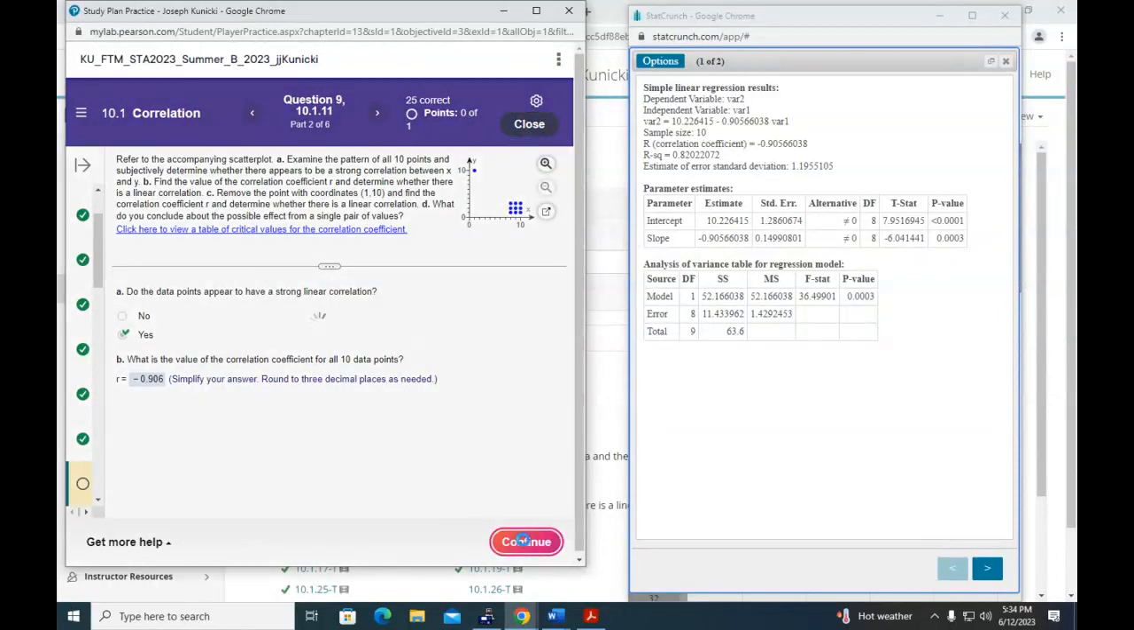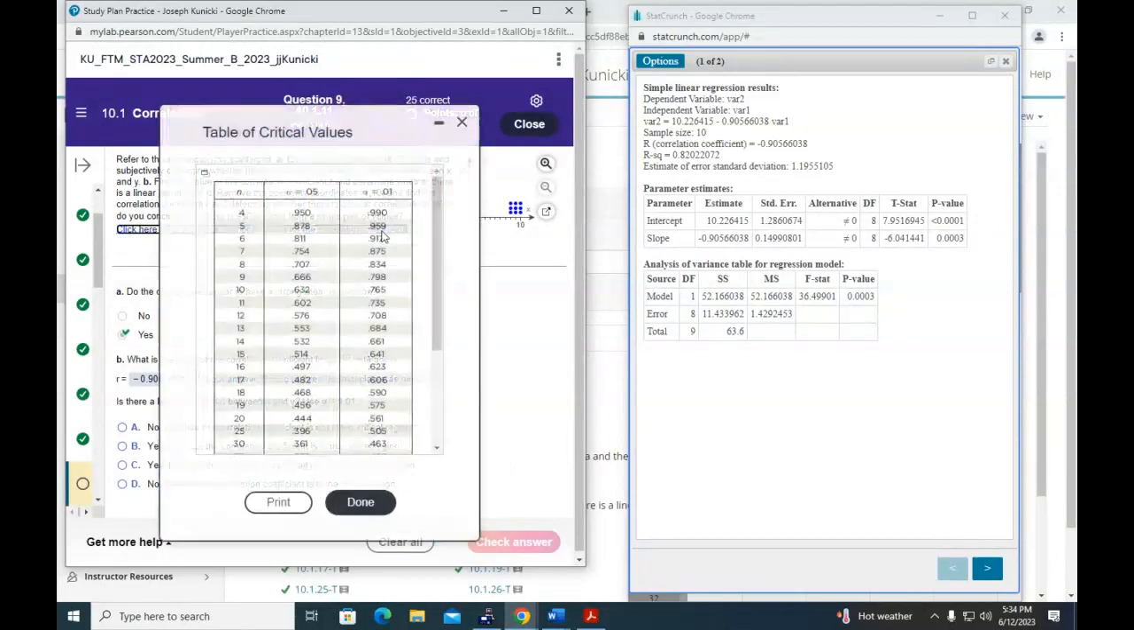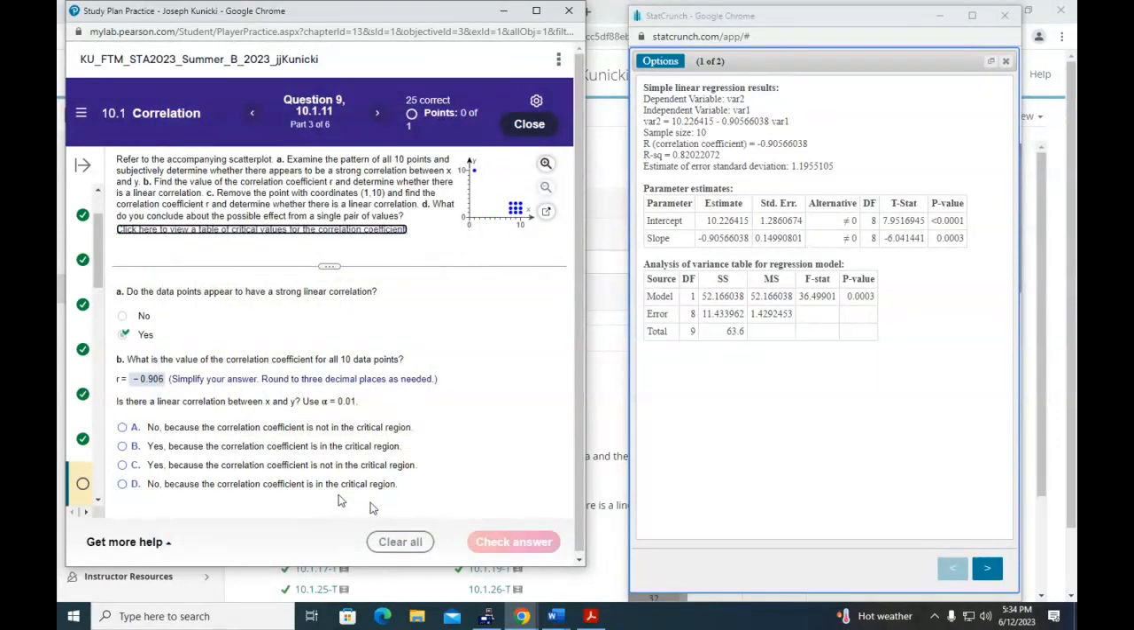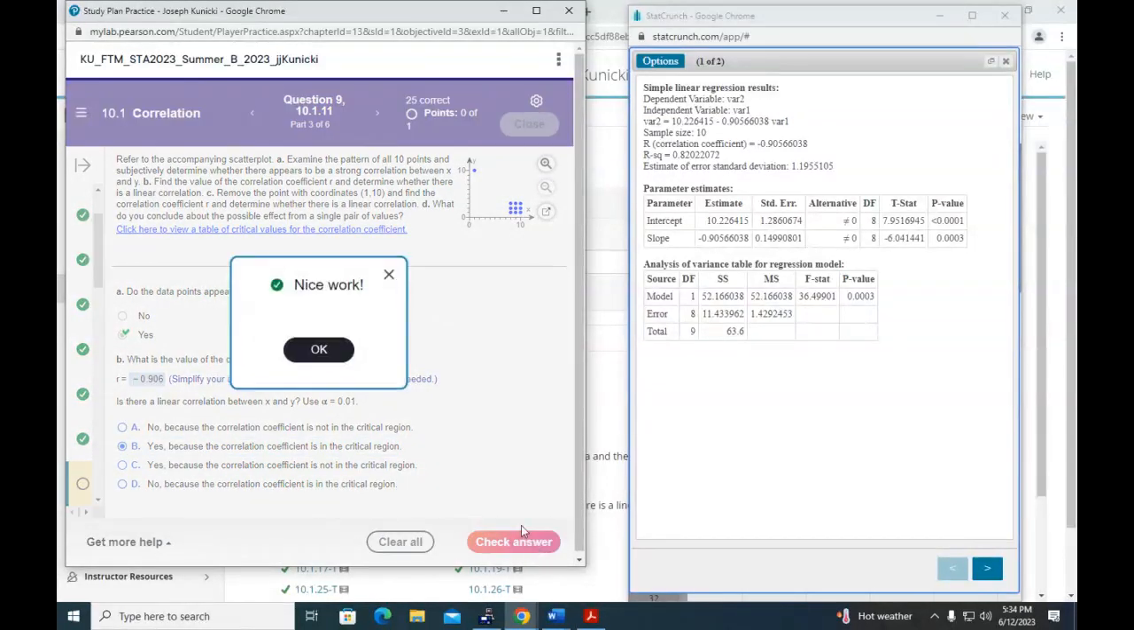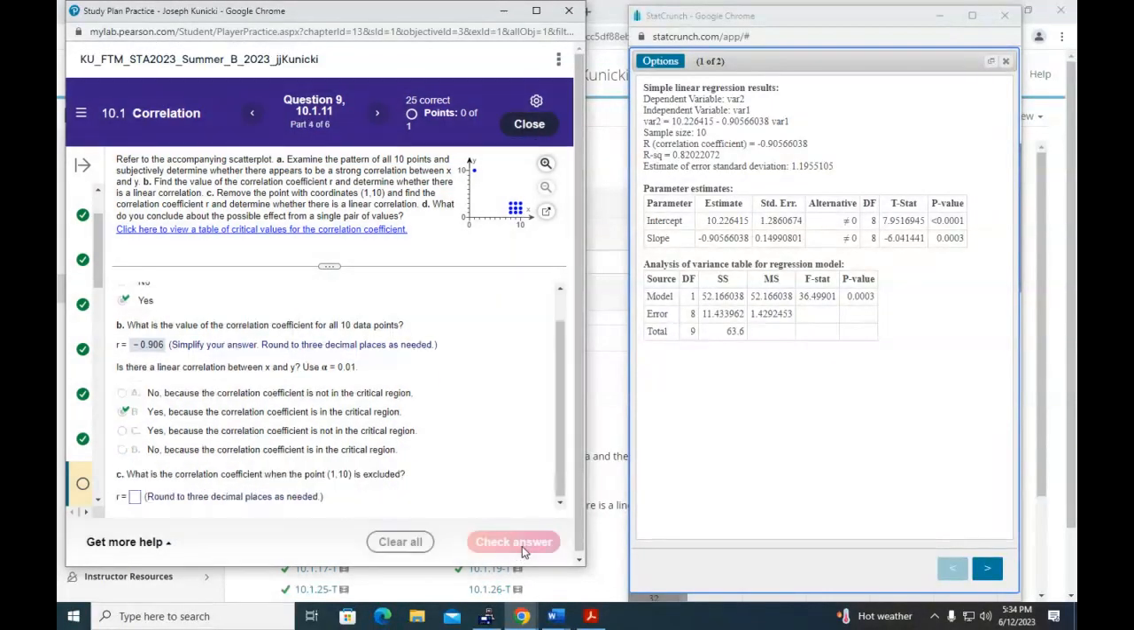And then they're going to say, is there a linear correlation between x and y? Now they're using alpha equals 0.01, so we have to use the right critical value for n equals 10. It's still plus or minus 0.765. We're still to the left of negative 0.765. So it's still yes, because the correlation coefficient is in the critical region, in the left tail. Correct. Now they ask what the correlation would be if we excluded the point that's up there.